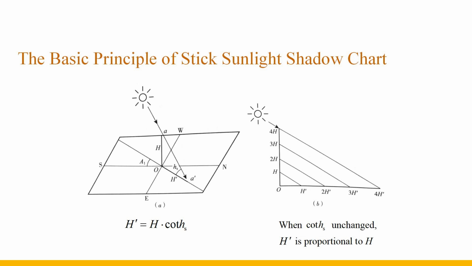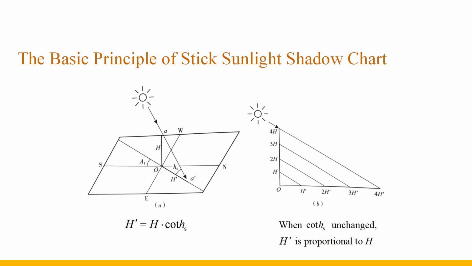Picture A reflects the relationship between the stick and shadow, and picture B reflects the basic principle of the stick-shadow sun picture. A straight rod OA with a height of h is erected at point O on the ground. When the sun's altitude angle is hs, the sun just hits point A at the top of the rod. The shadow formed by point A on the ground is marked as point A prime. The shadow is the line segment OA prime, and the shadow length is h prime.